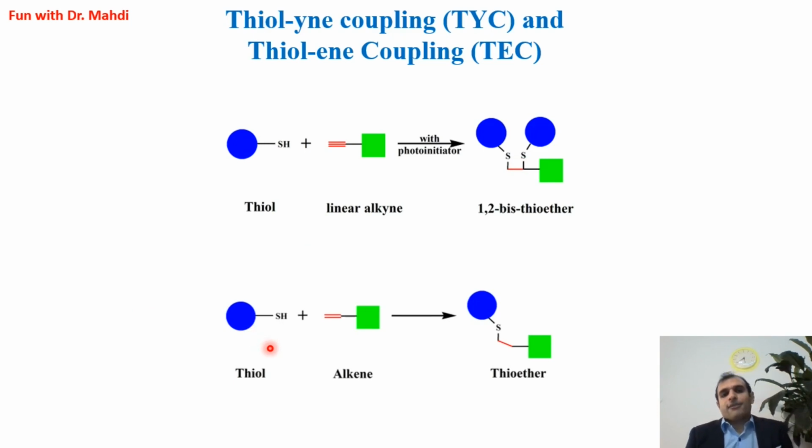There is another type of chemical reaction, and it's thiol-ene coupling. Thiol-ene coupling is a reaction between thiol and alkene. You can see we have a double bond, and in the presence of one thiol, the double bond turns into a single bond. I mean, it's a one-step reaction because we only need one thiol.